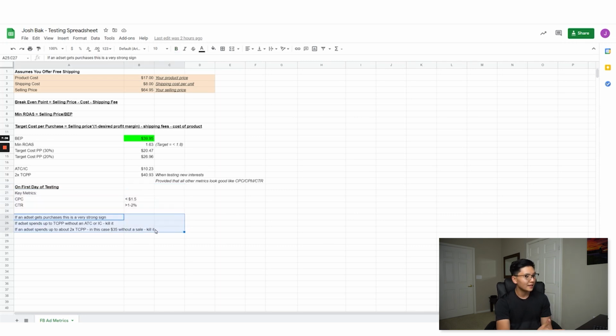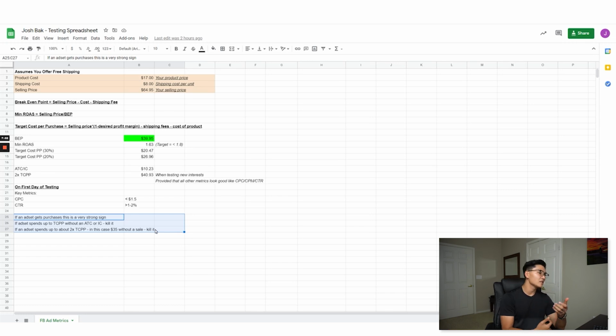Now, further down, there are just some general guidelines. If an ad set gets purchases, this is a very strong sign. If they get purchases straight away, that's a very, very strong sign that there is a good product market fit. The audience likes your product, they resonate with the messaging, all that kind of stuff.